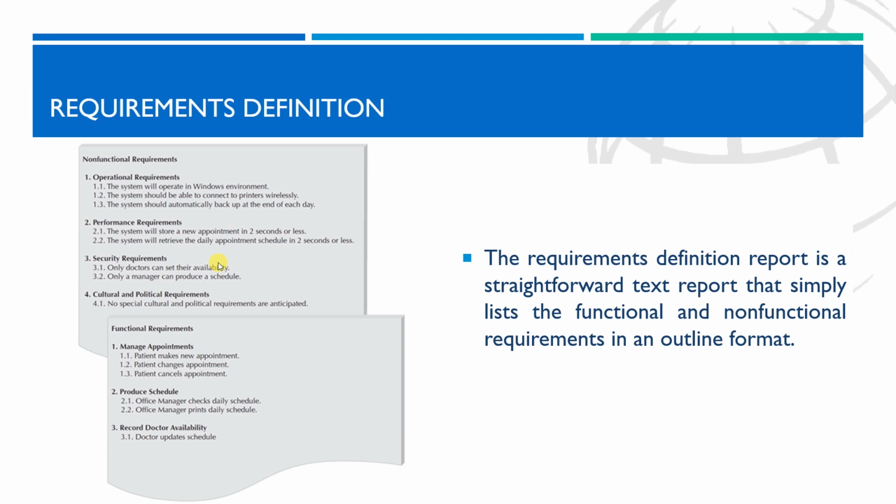The requirements are numbered in a legal or outlined format so that each requirement is clearly identified. The requirements are first grouped into functional and non-functional requirements, with each of those headings. They are further grouped by the type of non-functional requirement or by function.